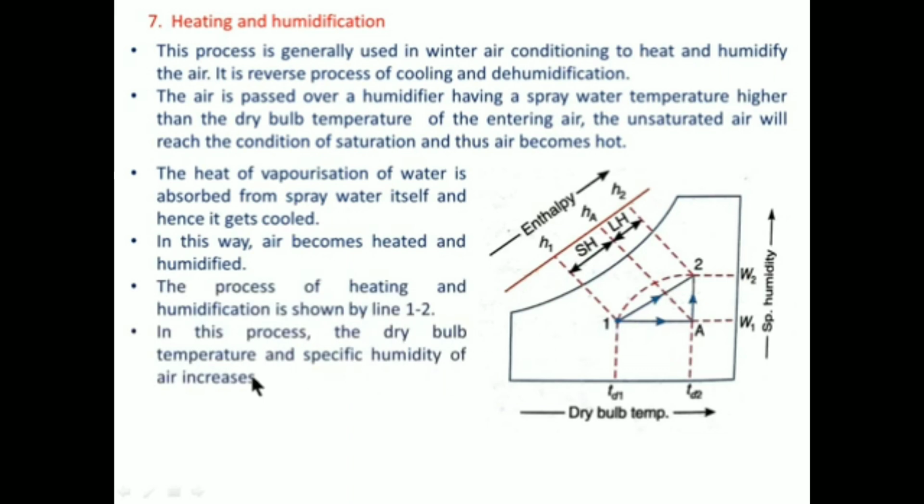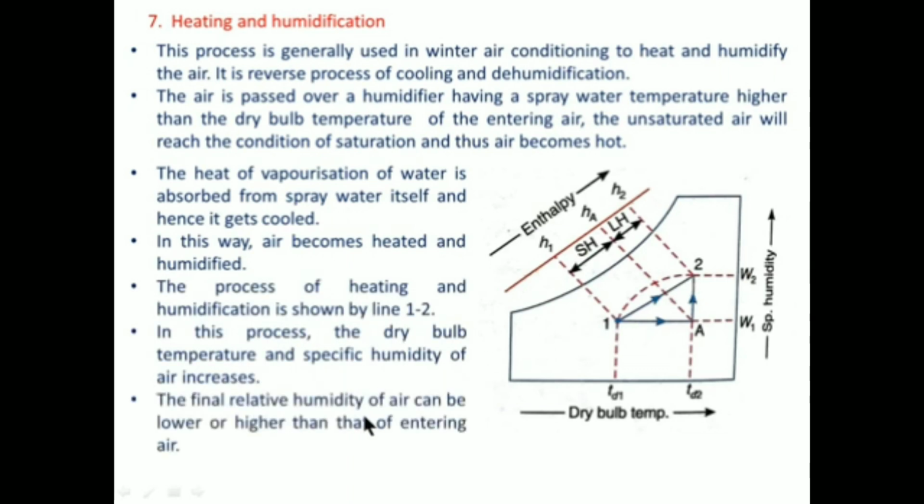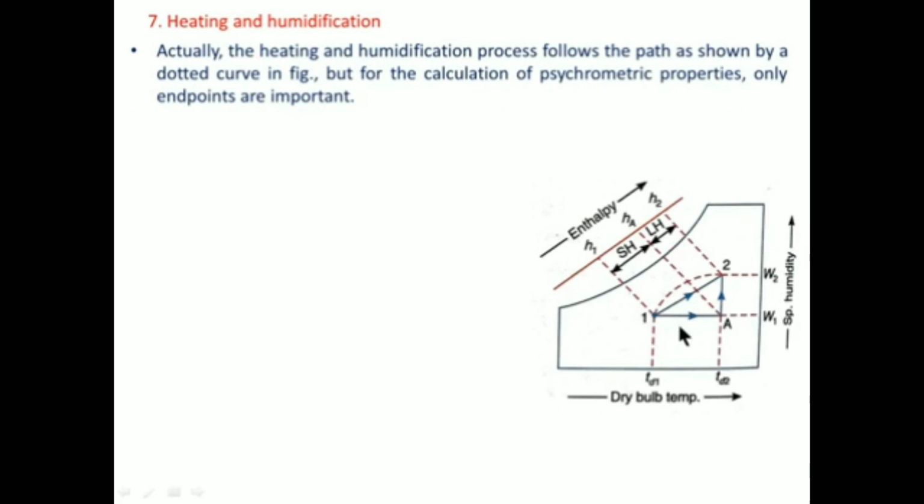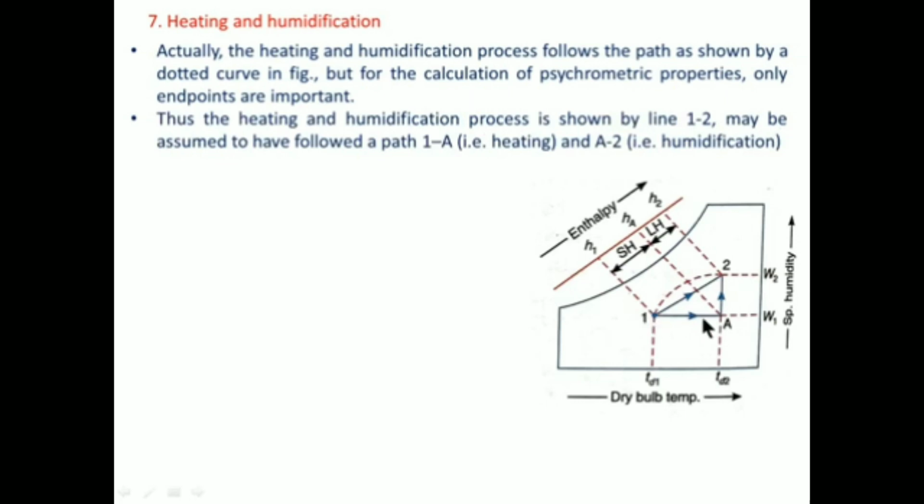So in this process, the dry bulb temperature and specific humidity of air increases. The final relative humidity of the air can be lower or higher than that of the entering air. So as we discussed, process 1 to 2 is of heating and humidification, which is a combination of two processes, that is from point 1 to A and A to 2. So 1 to A is heating and A to 2 is humidification.